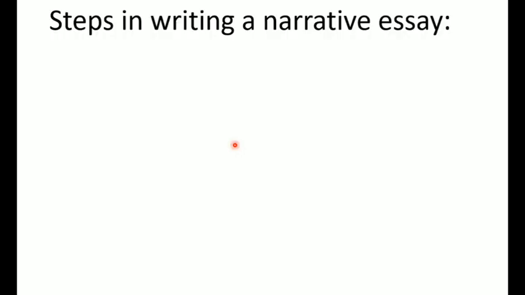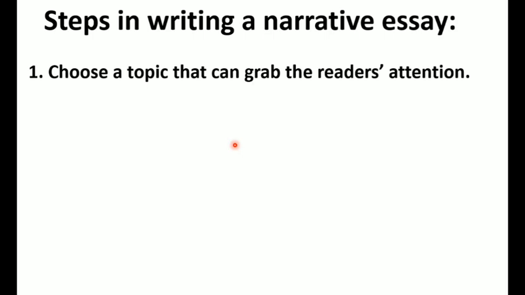Alright, let us start. Here are the steps in writing a narrative story. First, choose a topic that will grab the reader's attention. Topic usually should be something that will attract the attention of the readers. You should be able to weave your truth or tell the truth into a story that matters. And you should try also to include yourself as part of the characters in your narrative.